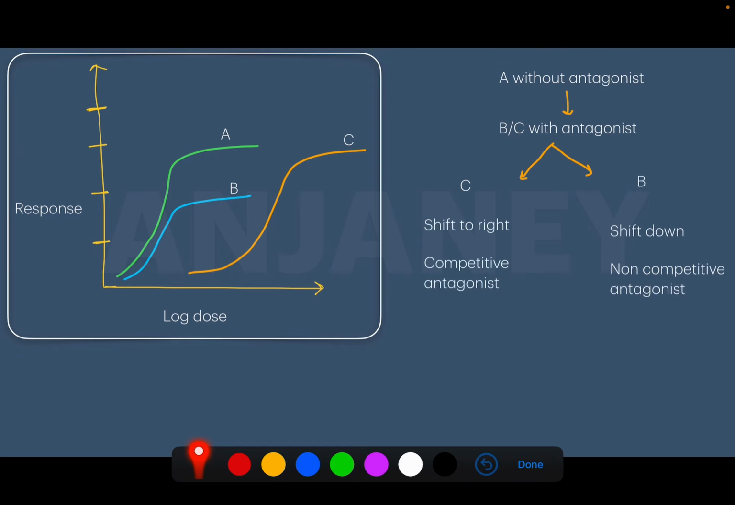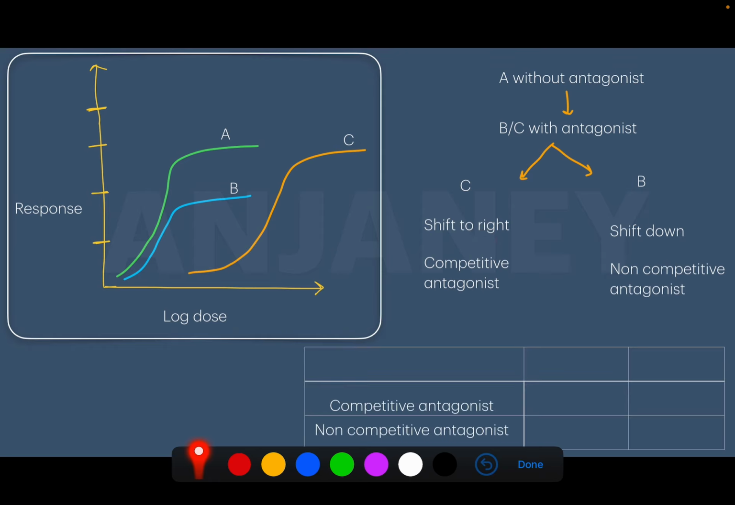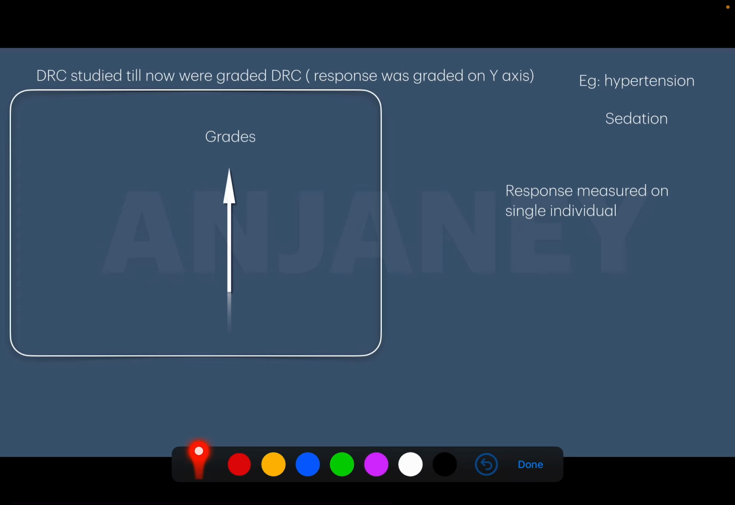C is a shift to the right, which is a competitive antagonist, and B is a shift downward, which is a non-competitive antagonist. Now we see that with a competitive antagonist, the potency decreases, meaning we need a higher dose to get that response, while in non-competitive the response itself decreases, so there is a decrease in efficacy. Done. So all the dose response curves we studied till now were what?